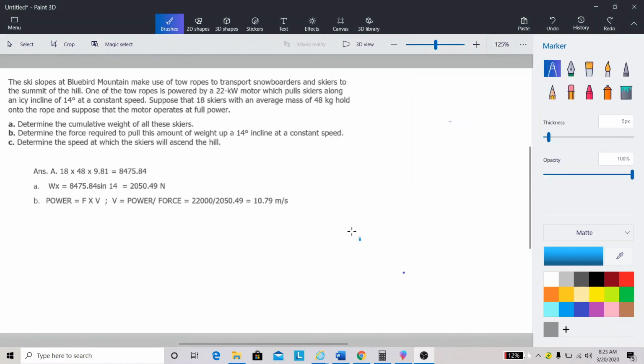Okay, let us have this last problem. The last problem is about the ski slopes at Bluebird Mountain. I will not read the problem anymore. You will be the one to thoroughly read the problem. I will just highlight the important facts given to us by the problem. We have 22 kilowatts. Okay. So that 22 kilowatts is 22,000 watts.